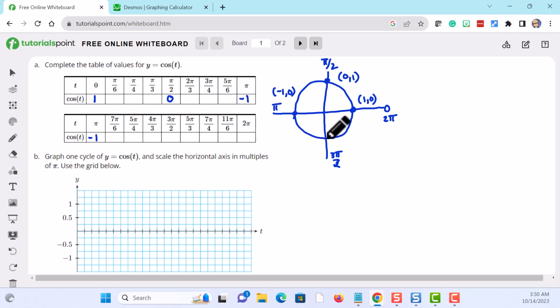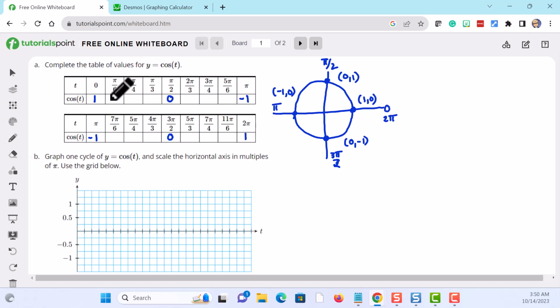At 3 pi over 2, we're at the point 0, negative 1. The x-coordinate is 0. And at 2 pi, we're back to the point 1, 0, so cosine of 2 pi is 1.